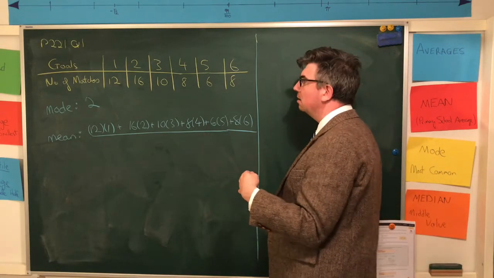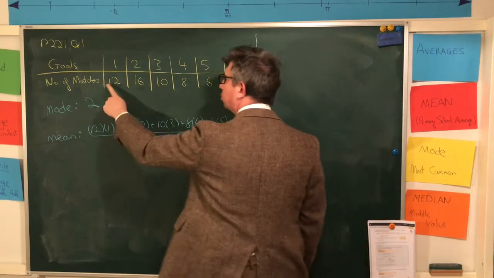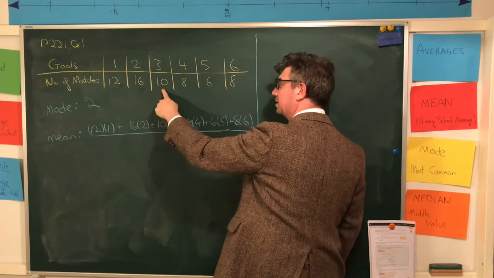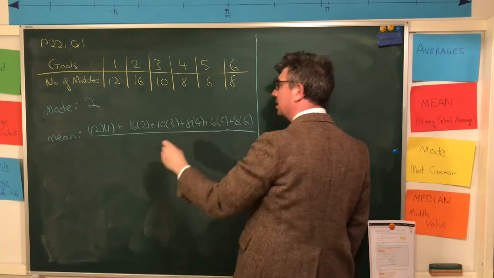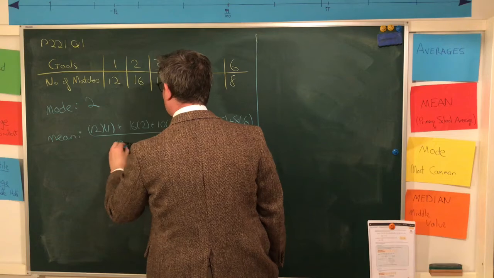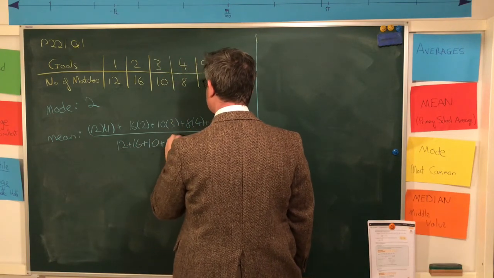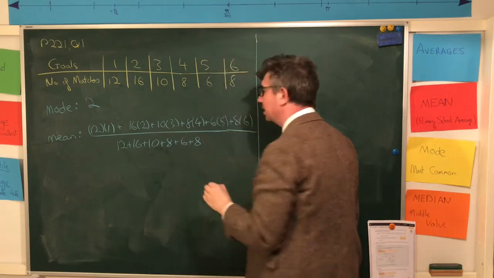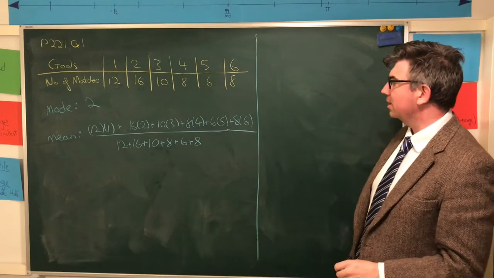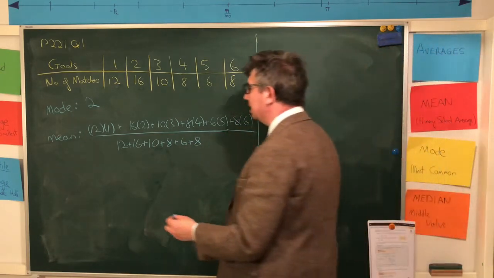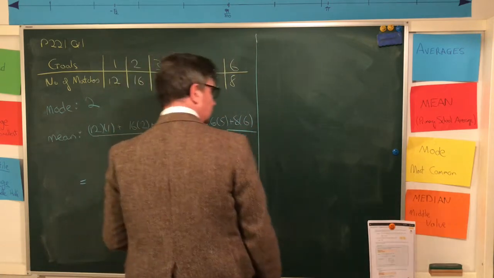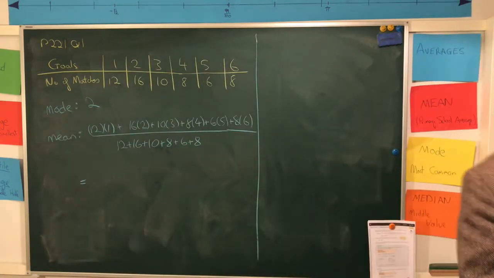how many there are. I know there's 12 matches here, 16 matches there, 10 matches there, 8 matches, 6 matches, 8 matches. So it's 12 plus 16 plus 10 plus 8 plus 6 plus 8. And that's how we calculate the mean. So the mean is, it's a calculator job.